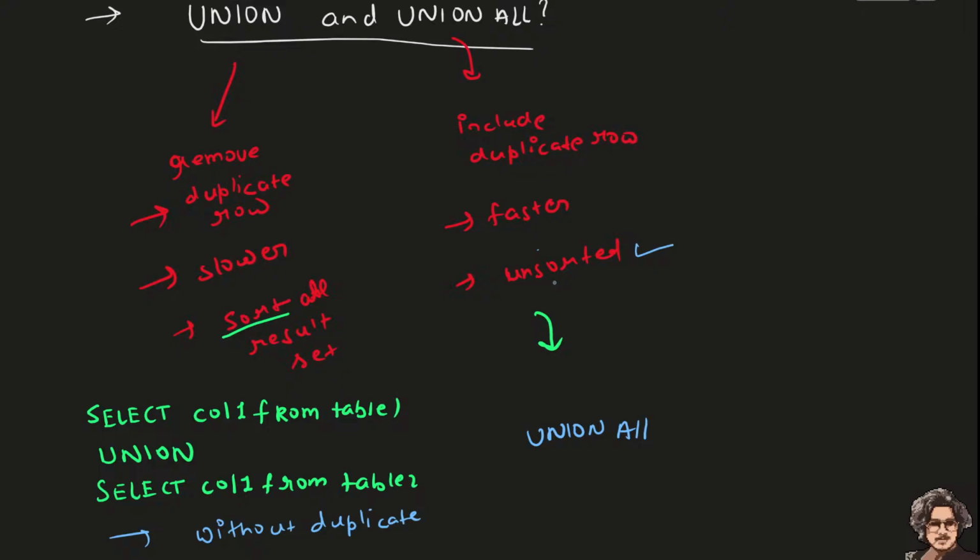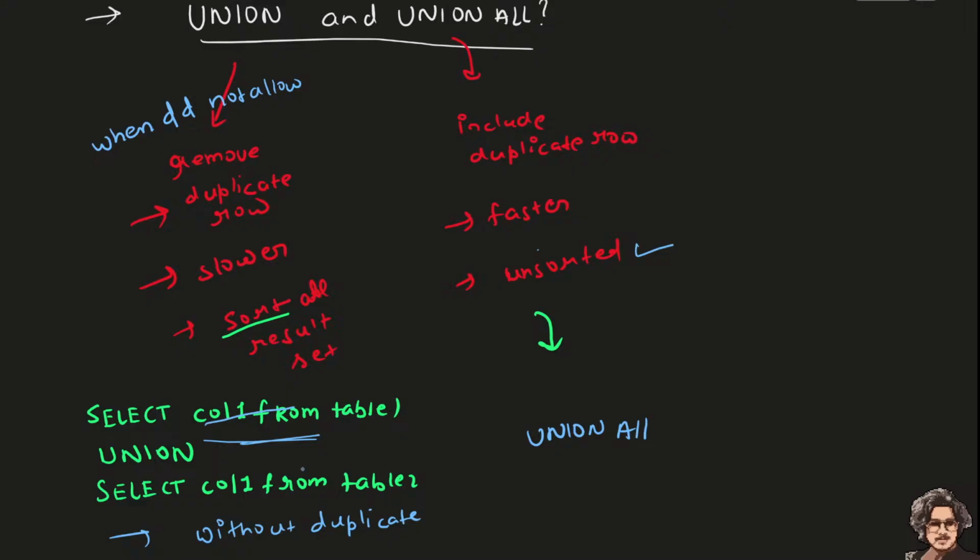What are the use cases? Union can be used when duplicate data is not wanted. Union all is used when duplicate data needs to be preserved. So you know the syntax: from table 1, write union. This is all the syntax.